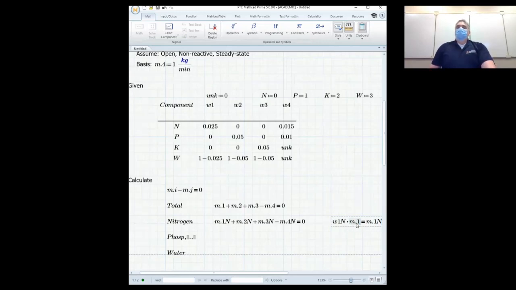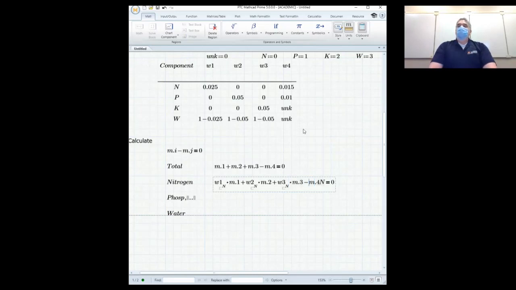So if you take the rate that stream 1 is flowing and it's 2.5% nitrogen, 2.5% of stream 1 is the mass flow of nitrogen in 1. So let's replace these with W1N times M dot 1, and then we do that for each of these terms here. This becomes W2N times M dot 2, and then we get W3N times M dot 3, and then this one is W4N times M dot 4, is equal to 0.